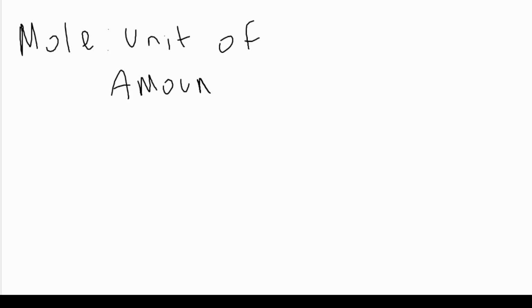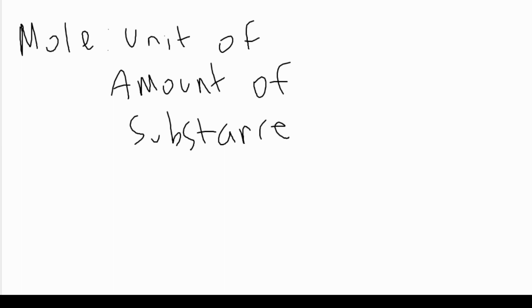For AP Chemistry, we can just define the mole as a unit of amount of substance. So I will write that right here. Unit of amount of substance. And so that's very vague, but don't worry, I'll clarify in a second. Because the main problem is, what is the amount in a mole, right? If a mole is a unit of an amount, then what is that amount? Well, that is what we call Avogadro's number. That amount is known as Avogadro's number.